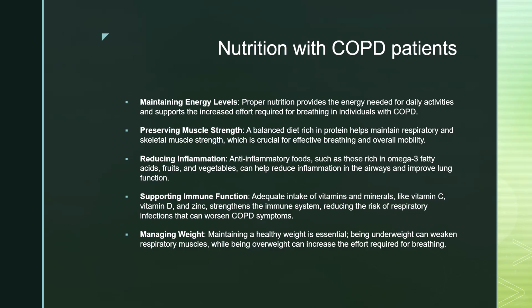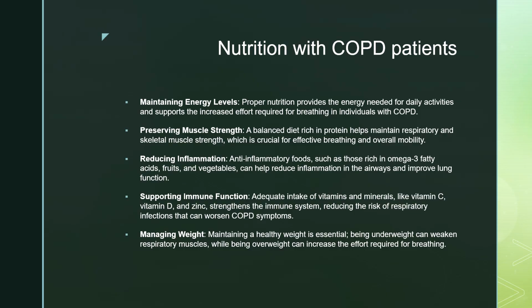You need to maintain muscle health. You need to have a diet that's high in protein so that you can build muscles, both respiratory and skeletal muscles. And these are vital for proper breathing and physical movement. You also need to eat food that can be anti-inflammatory, like, for example, omega-3 and fruits and vegetables. These are great ways to reduce inflammation and enhance lung performance.